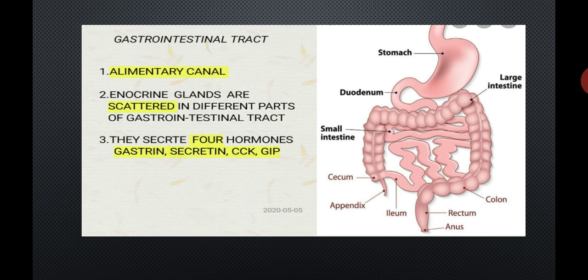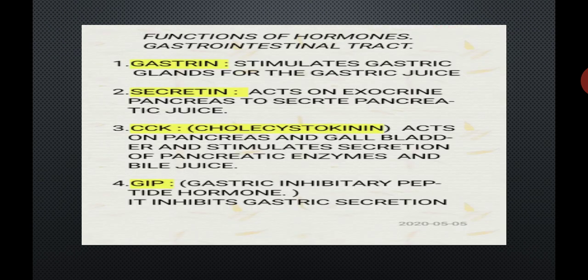Many endocrine glands are located in the gastrointestinal tract, but those endocrine glands are in a scattered form. And they secrete four hormones. One is gastrin, second is secretin, third one is CCK, fourth one is GIP. Let's see the function of all these hormones. Start with the function of gastrin.